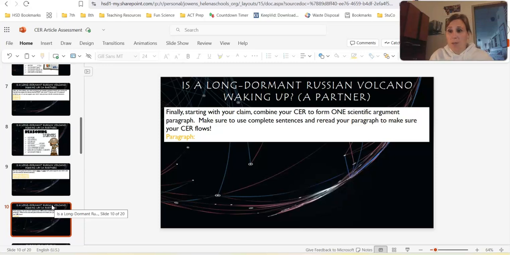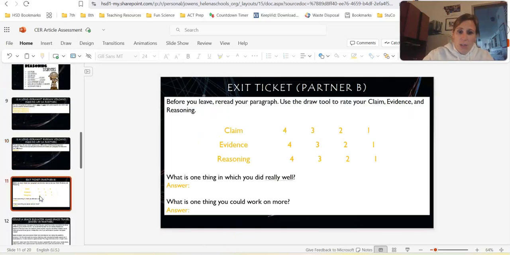So you're going to start with your claim. It should be a simple 1-sentence statement answering the question and giving us the topic for your scientific argument. Okay, then include your evidence and your reasoning. Reread it, make sure it makes sense, make sure it flows, make sure you use complete sentences. Okay, and then for your exit ticket, you will go through and rank 4, 3, 2, 1, 4 being this is perfect, 1 being I have a lot of work to do.